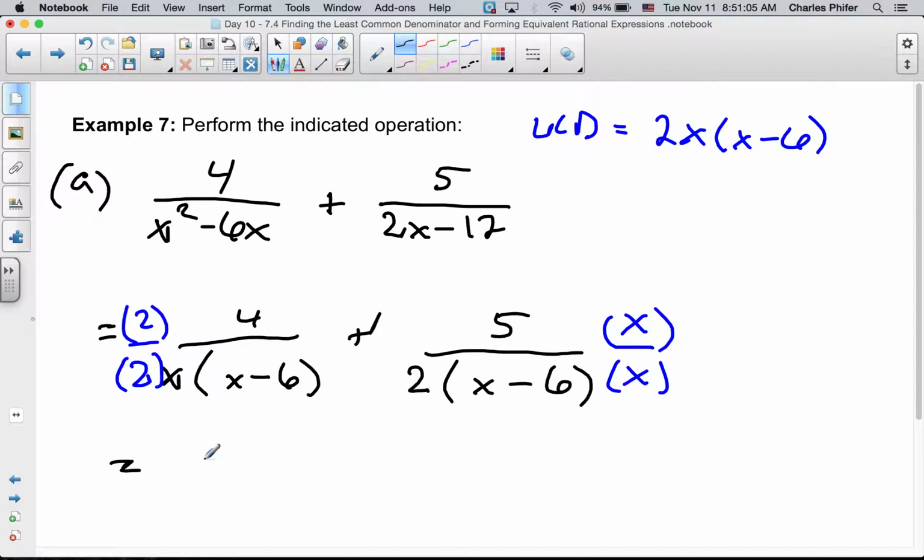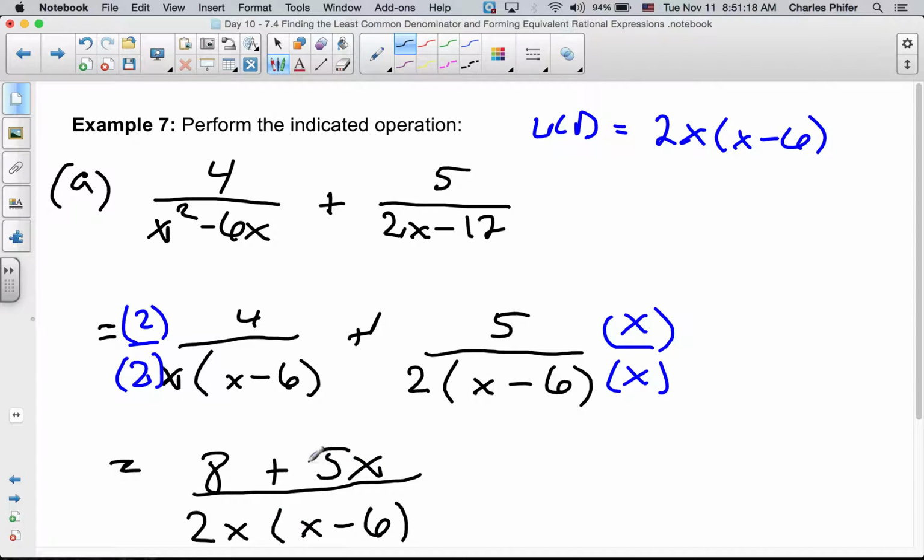Okay. So now our denominators are the same. So 2 times 4 is going to give us 8 plus 5x. The denominator is going to stay 2x times x minus 6. If this was even, we could factor out a 2 and cancel. If there was an x here, we could factor out the x and cancel, but nothing should cancel here. So this should be 8 plus 5x over 2x, x minus 6. This is good.